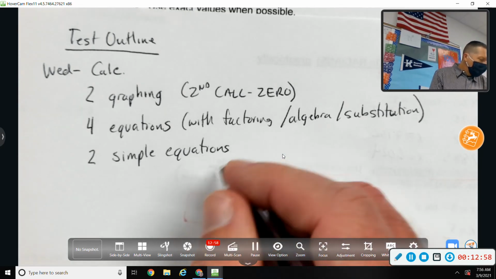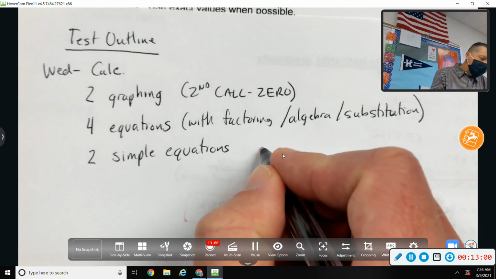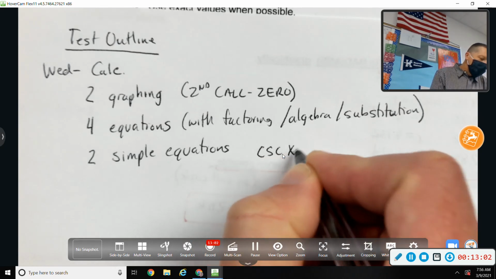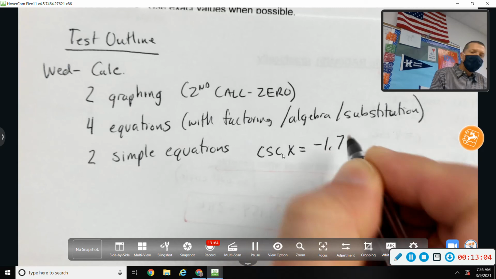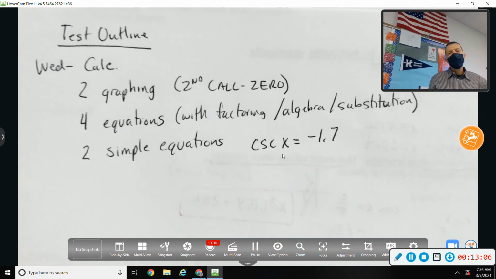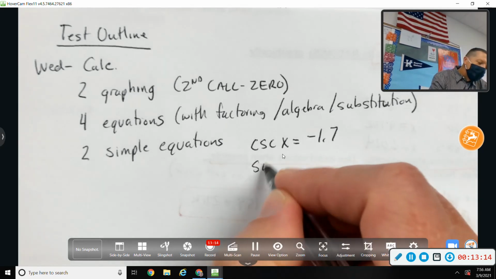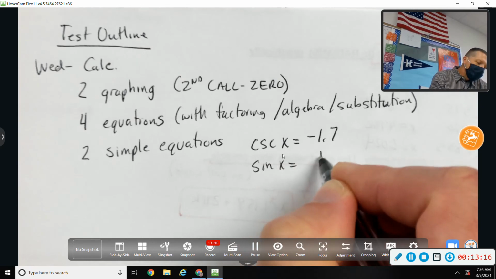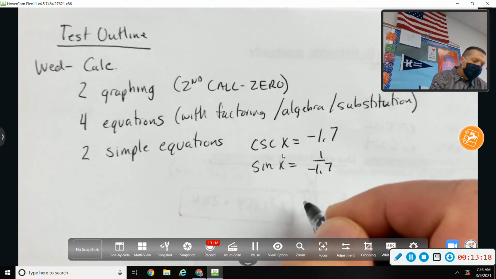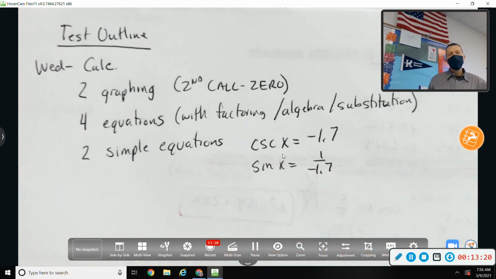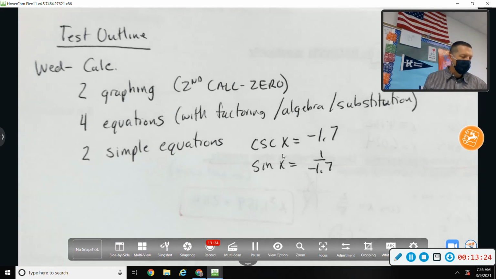2 simple equations. By simple equations, I mean cosecant of x equals -1.7. How would you do that one? Yeah, change it to sine. Sine of x equals 1 over -1.7. And now it really is a super simple equation. And you'd follow the sine rule once you got one answer.